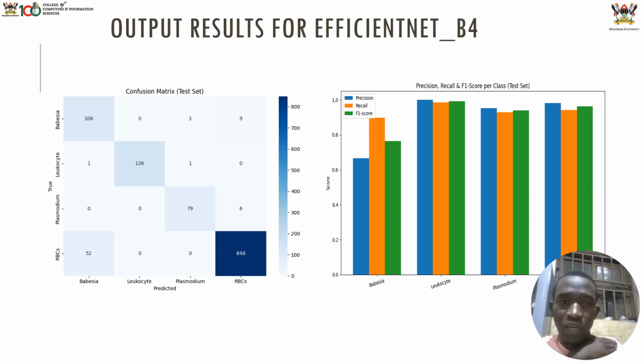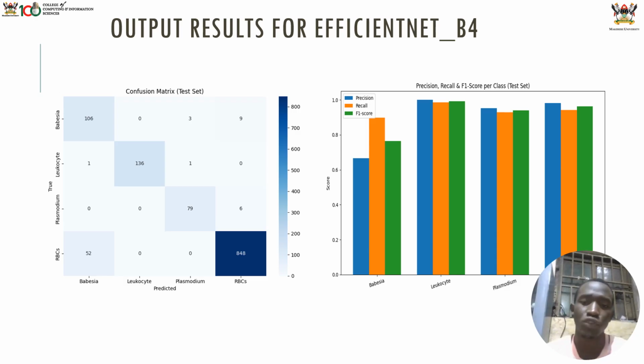Then you have Babesia, which has a strong performance, but a few samples are confused with other classes. For example, we have 3 in Plasmodium and then 9 in red blood cells. Then you have our Plasmodium, which is also detected with only minor confusion with the red blood cells. As we see, just 6 are confused with the red blood cells. So overall, prediction lies on the diagonal, indicating high model accuracy and reliability.